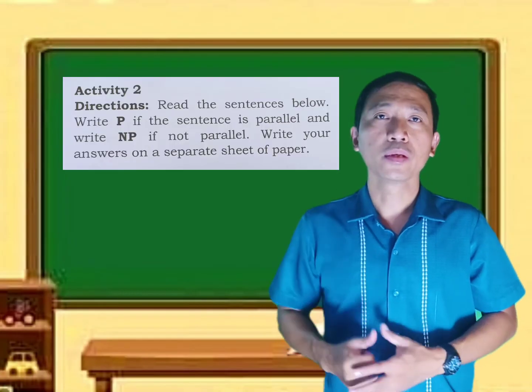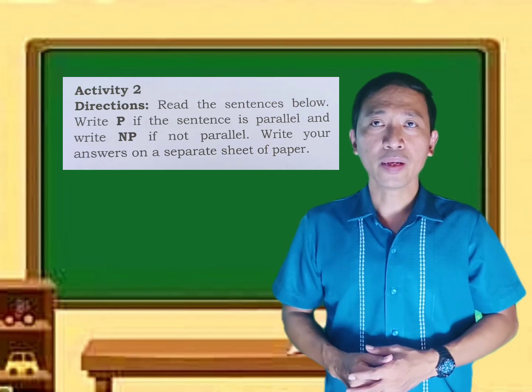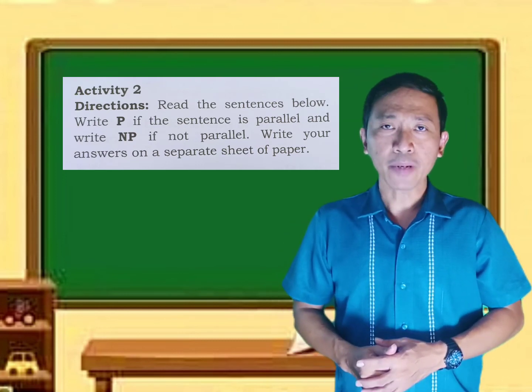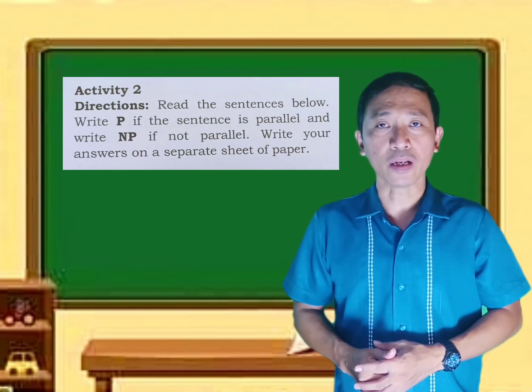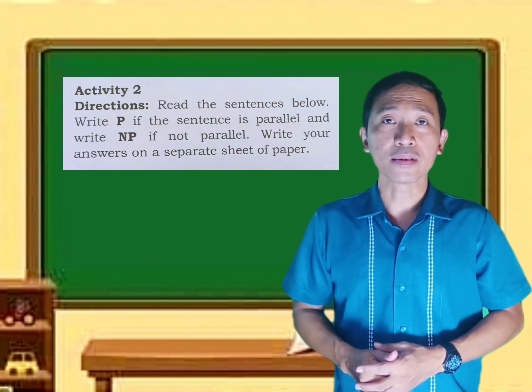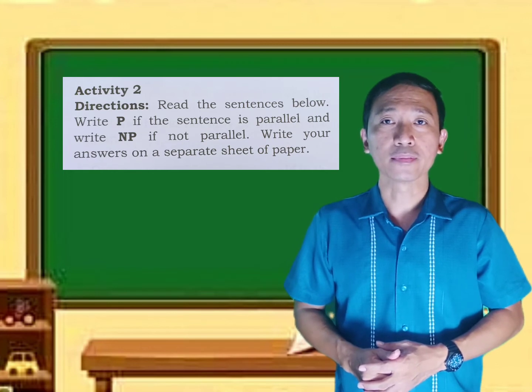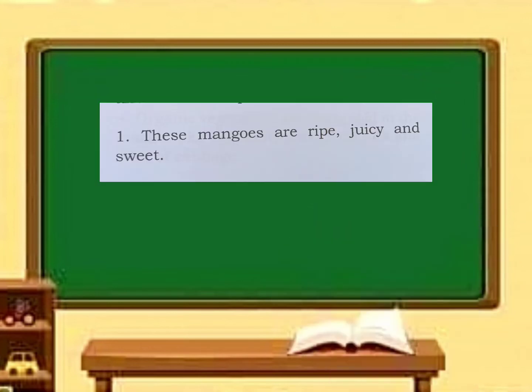Activity 2. Directions. Read the sentences. Write P if the sentence is parallel and write NP if not parallel. Write your answers on a separate sheet of paper. Number 1. These mangoes are ripe, juicy, and sweet.